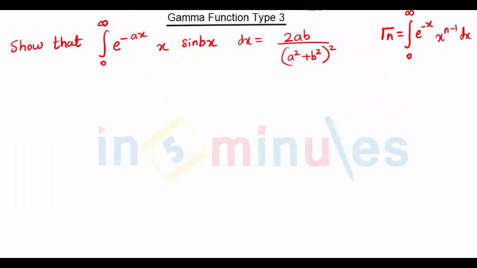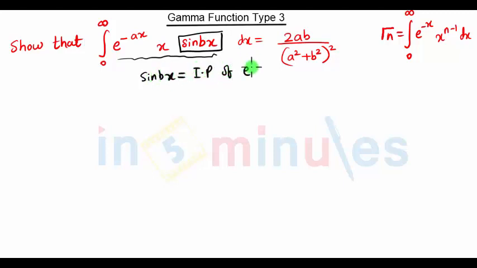So this is our question. Show that the integration from 0 to infinity of e raised to minus ax into x sine bx dx is nothing but this term. So this is our integration, and if you see here we have sine bx, so we can write sine bx as the imaginary part of e raised to i bx. So instead of sine bx we are going to write this term. So our I will become the integration from 0 to infinity of e raised to minus ax into x, and instead of sine bx we are going to write the imaginary part of e raised to i bx, into dx.